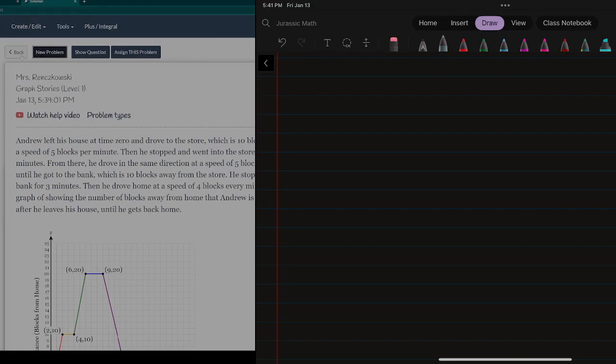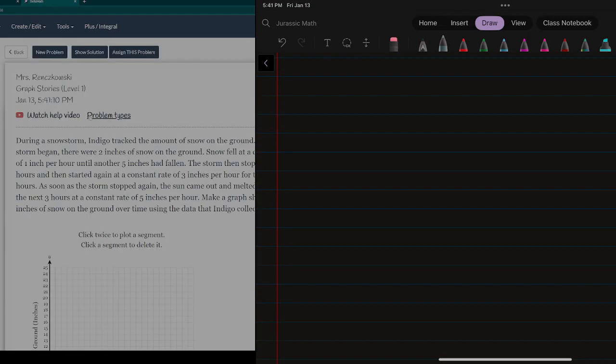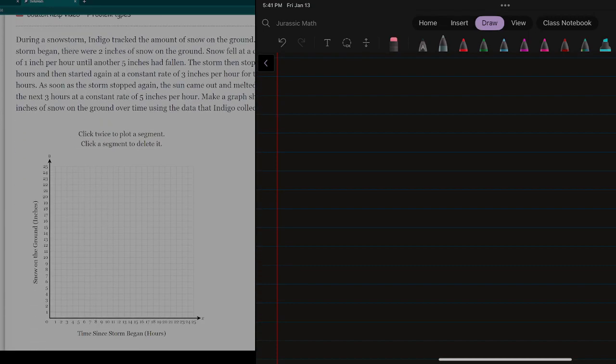All right. Let's do another one of those. Oops, I clicked the wrong button. During a snowstorm, Indigo tracked the amount of snow on the ground. When the storm began, there were 2 inches of snow on the ground. So now we're not starting at 0, 0 because there was already snow on the ground. So we're just going to go straight up to 2. At 0 hours, 2 inches.